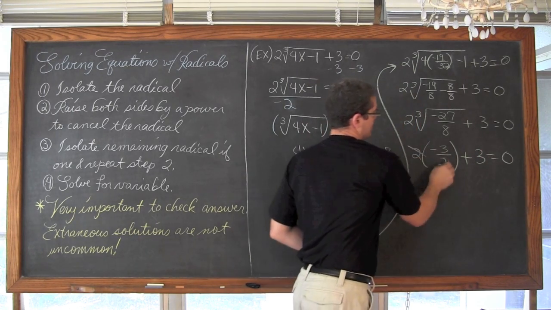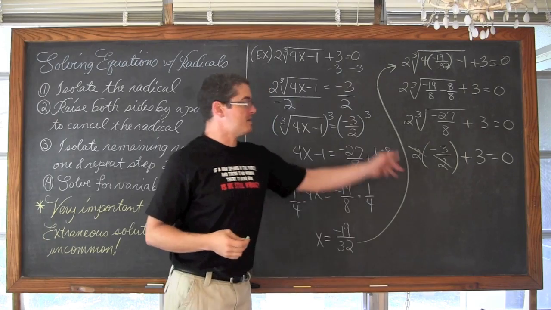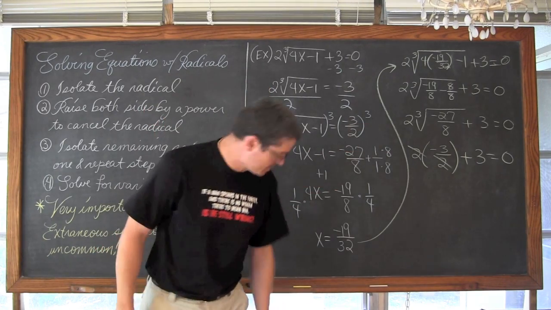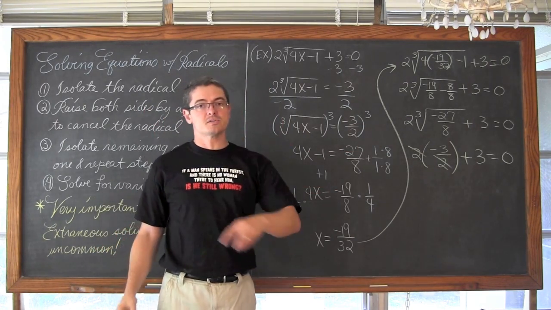The multiplication of 2 and the division of 2 are going to cancel, and the last time I checked, negative 3 plus 3 was equal to 0. So let's clear off this board.